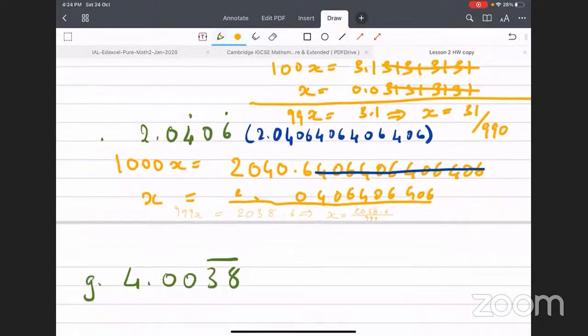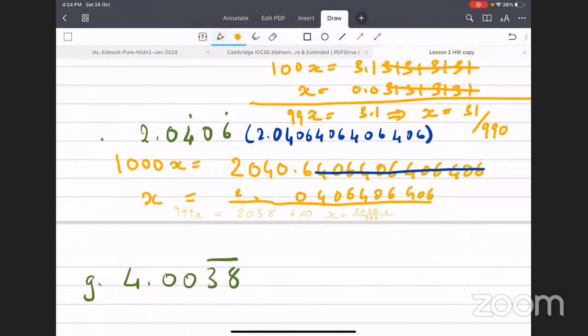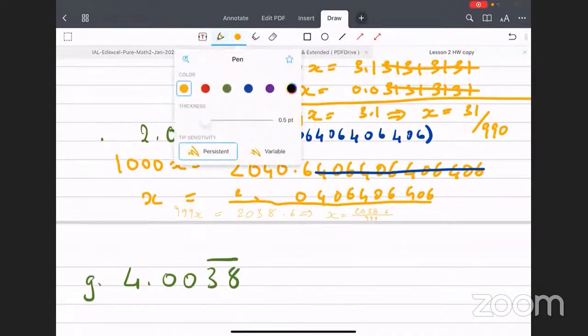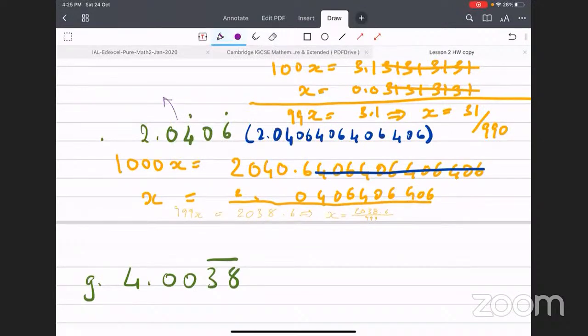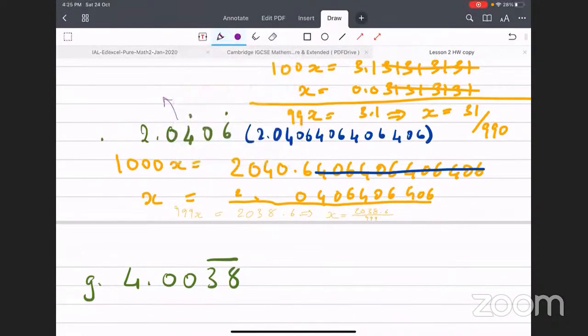Why is there no dot above 0? Because this is the number. There's no dot above 0. The thing that repeats, 0 does not repeat. Only the 4 and 6 repeat.